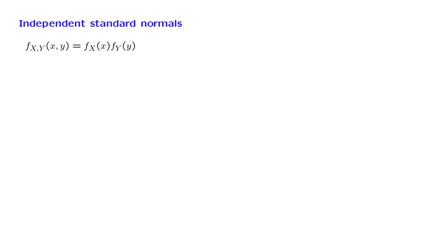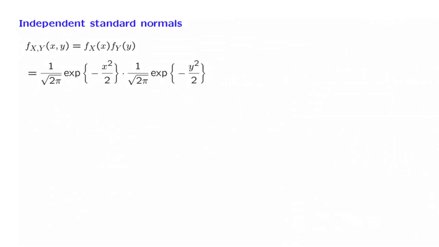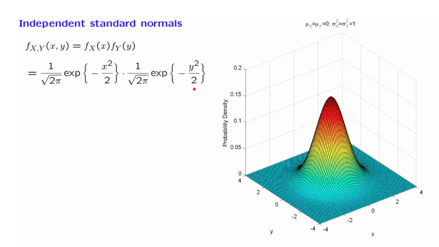If they're independent, their joint PDF is the product of the marginal PDFs and takes this form. This is just the PDF of a standard normal x and the PDF of a standard normal y, and we multiply them. If we are to plot this joint PDF, we obtain this figure. It looks like a bell which is centered at the origin, at the point with coordinates 0, 0.